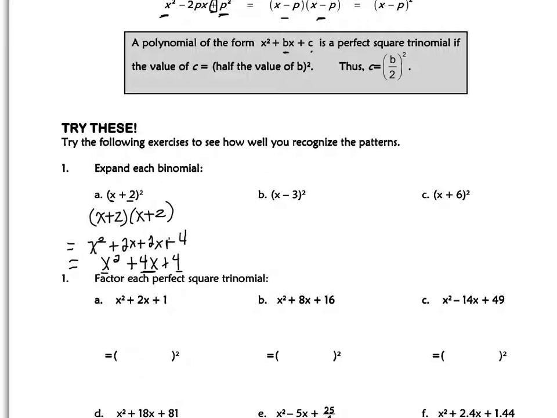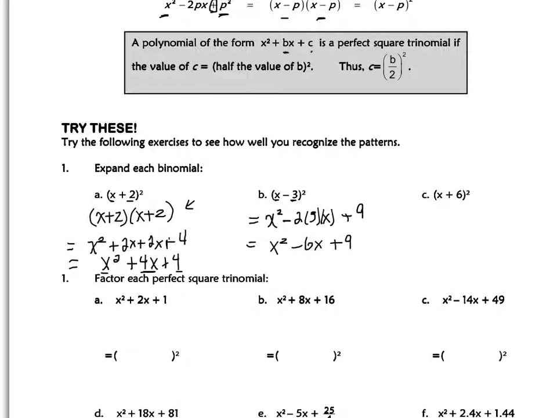So let's try that pattern for this one. We could multiply it out, like we did here, just by expanding it. But let's expand it using the shortcut rule, the little pattern. So we have x squared, and then the product of these two things, but doubled, so that would be minus 2 times 3x. And then plus the square of the last term, which is 9. So that would be x squared minus 6x plus 9.